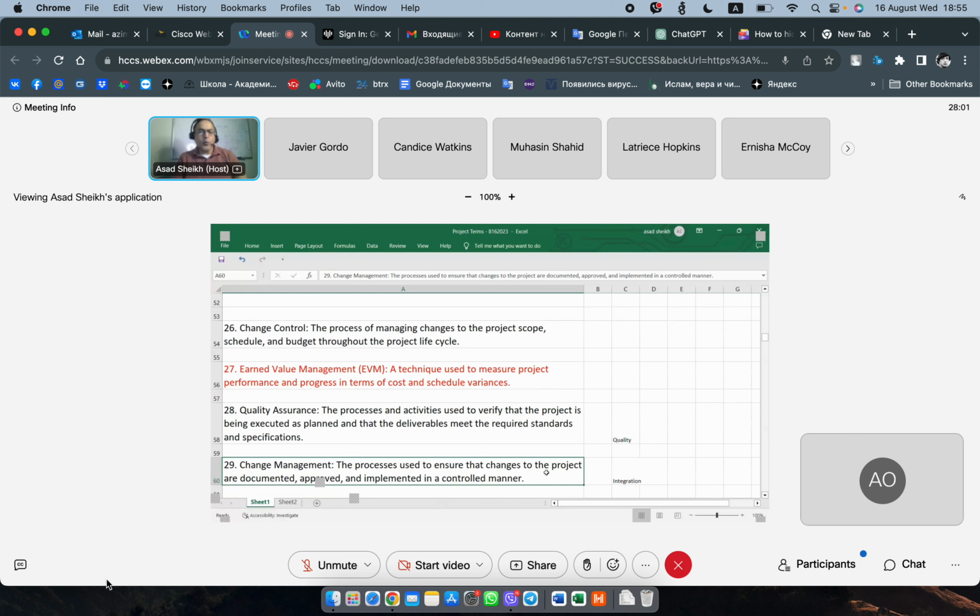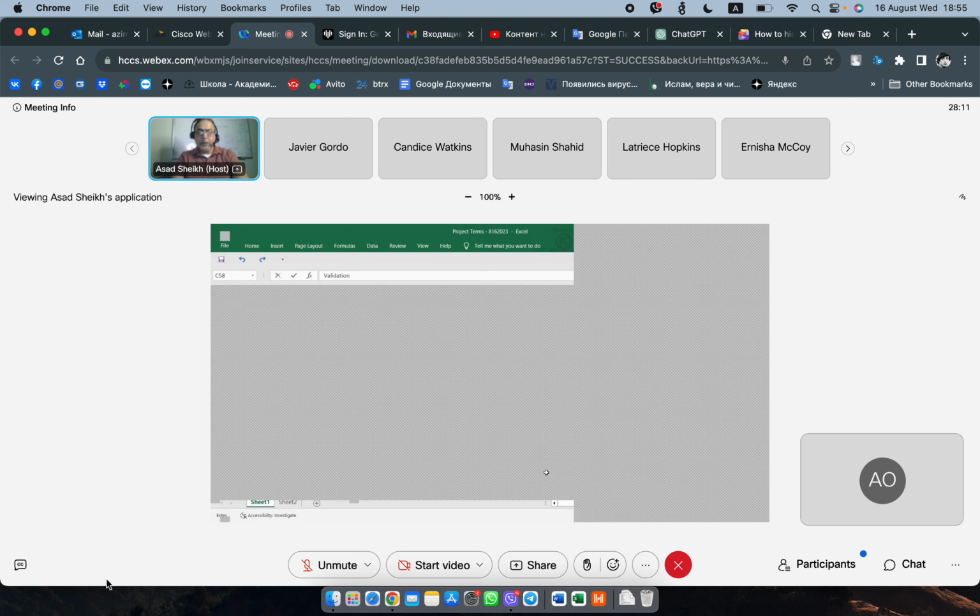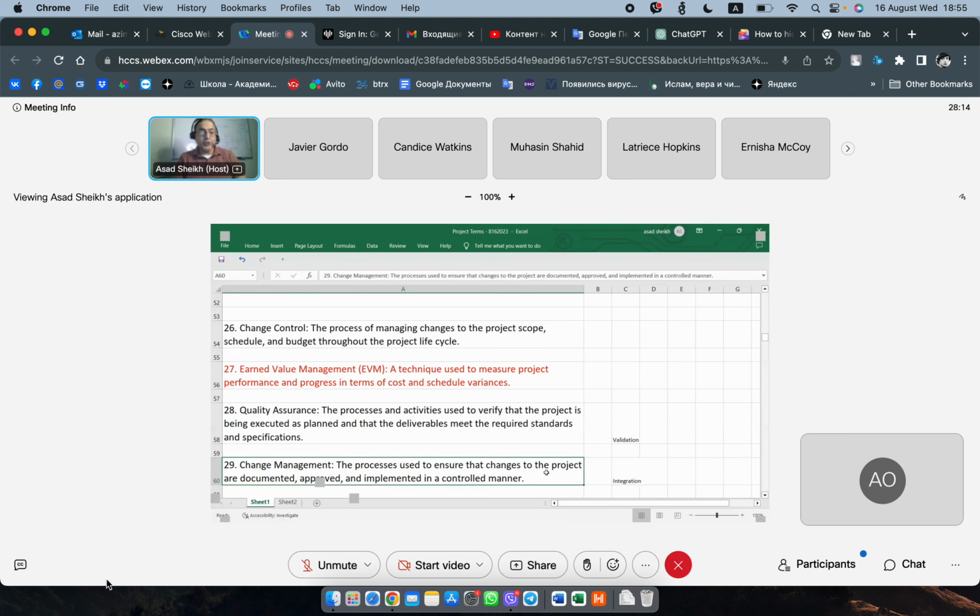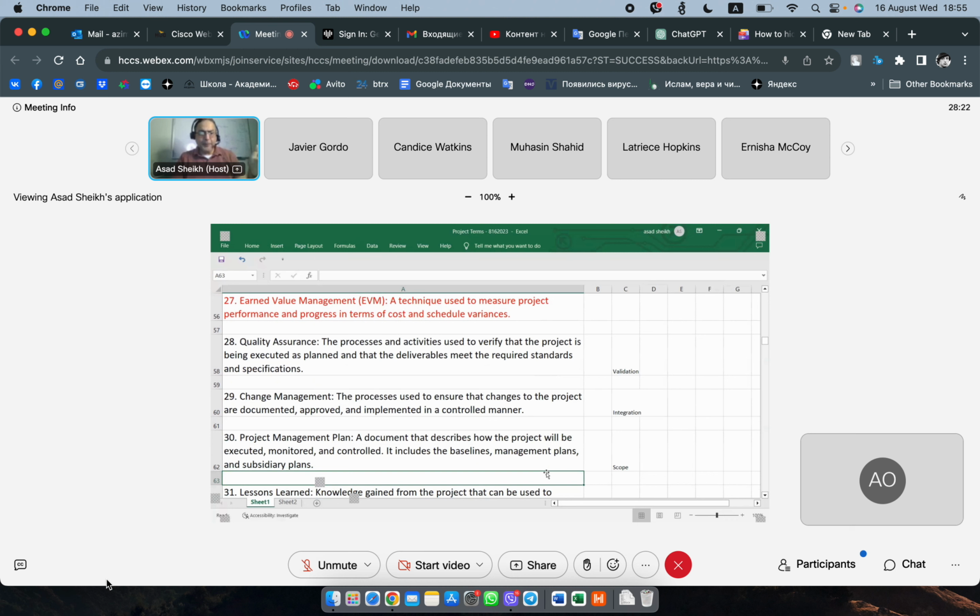All right. Quality assurance is verification. Quality control is validation. So when we talk about validation, we are talking about quality control. We'll talk about this when we get to the quality chapter. So this is just to give you a little highlight. Change management: the process used to ensure that changes to the project are documented, approved, and implemented in a controlled manner. So this is part of change control, change management.